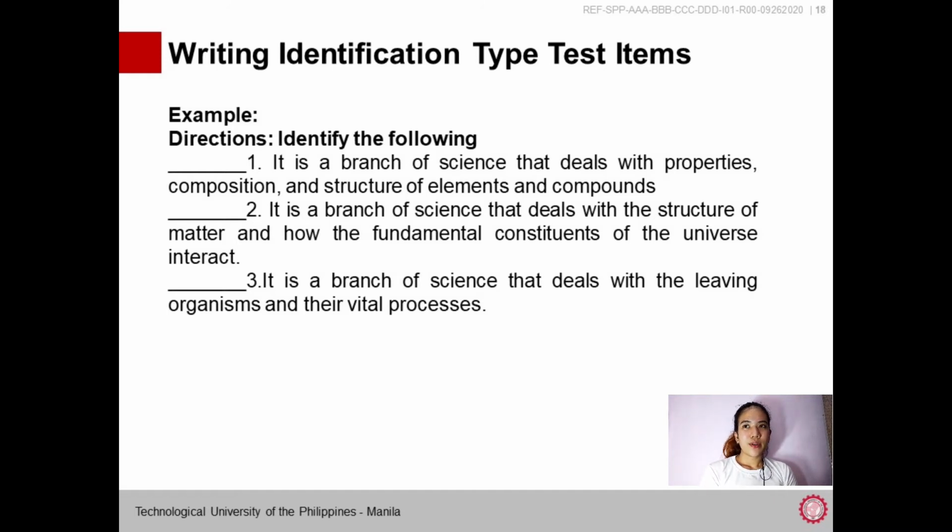So for the first question, it is a branch of science that deals with properties, composition, and structure of elements and compounds. For question number 2, it is a branch of science that deals with the structure of matter and how the fundamental constituents of the universe interact. And then the third question, it is a branch of science that deals with the living organisms and their vital processes. So as you observe, questions 1, 2, 3 are only phrases, and they are answerable by one response.